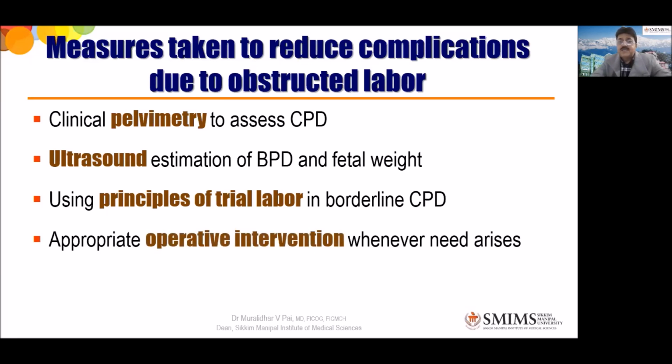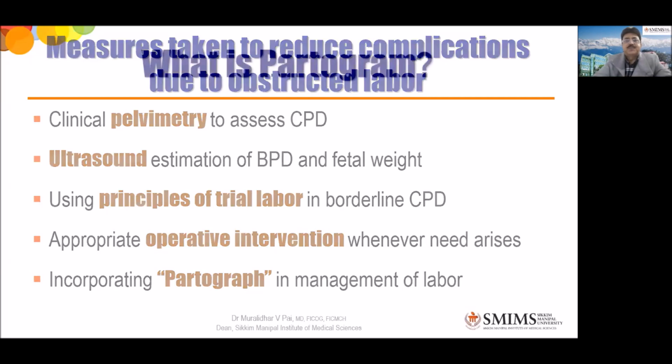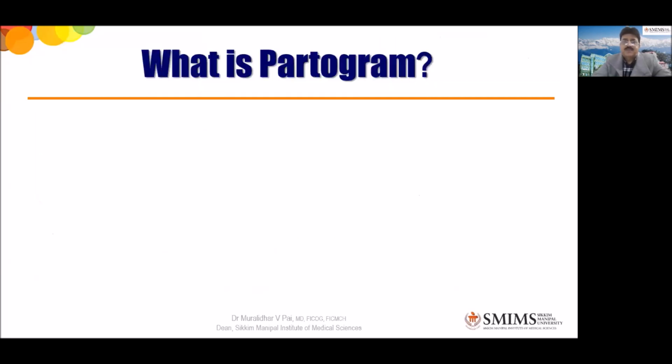Appropriate operative interventions whenever need arises, maybe a vacuum delivery or a forceps delivery, or even an emergency cesarean section, will go a long way in preventing the maternal mortality due to rupture uterus, which in turn is due to obstructed labor. So incorporating Partograph in the management of labor is a very, very crucial and pivotal step, and that's been advised by WHO.